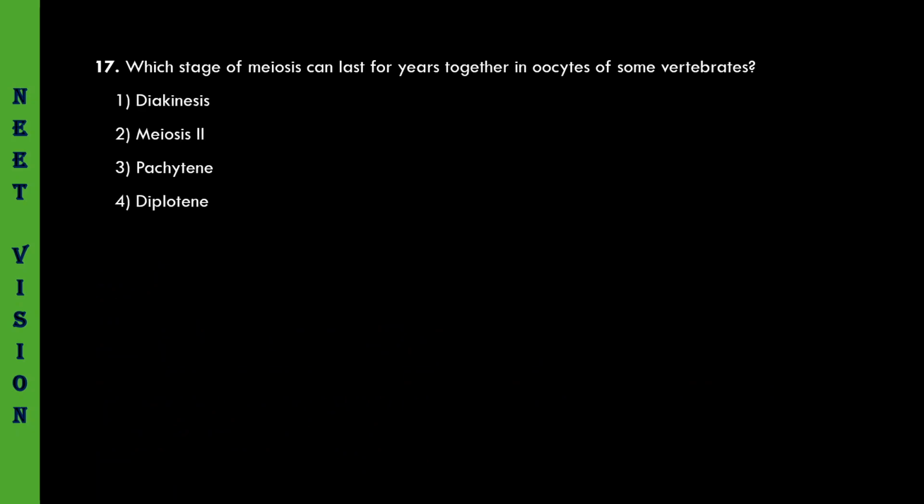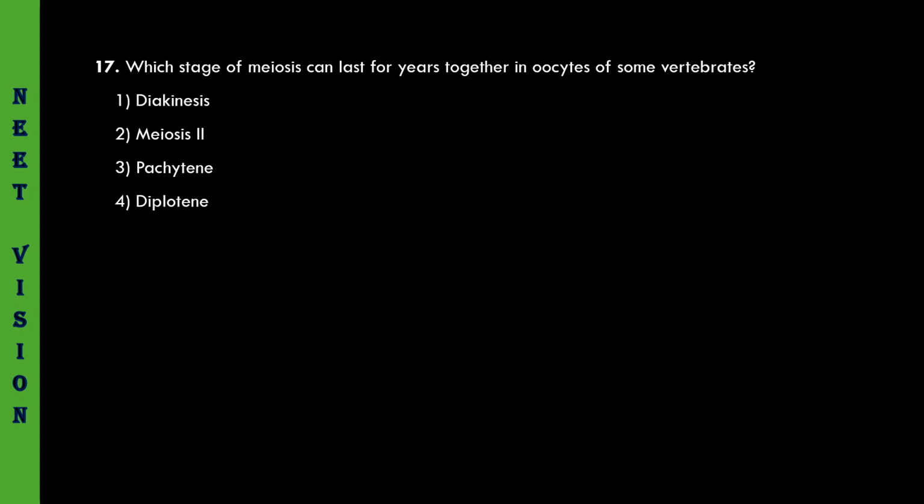Which stage of meiosis can last for years together in oocytes of some vertebrates? One of the stages of prophase 1 can last for days, months and years together in the oocytes of some vertebrates, even human females. Right?